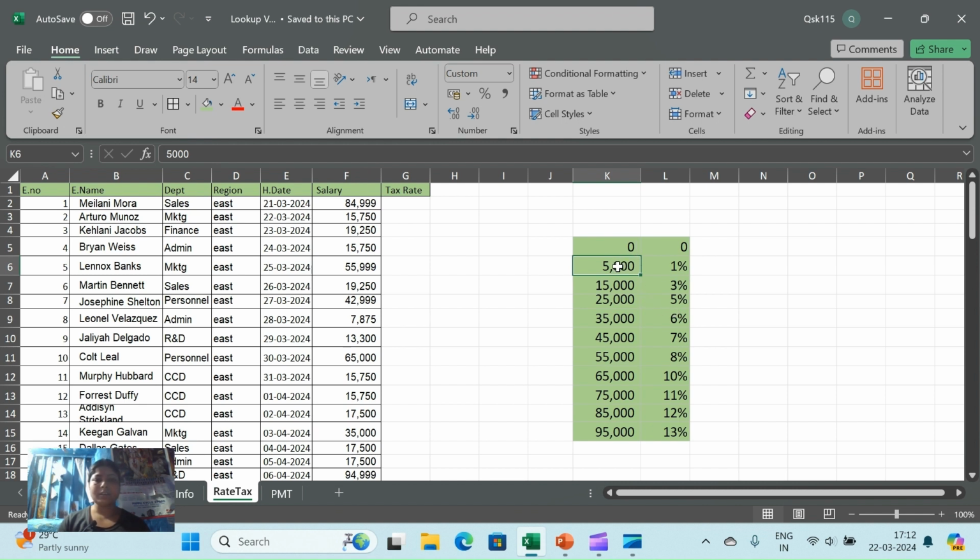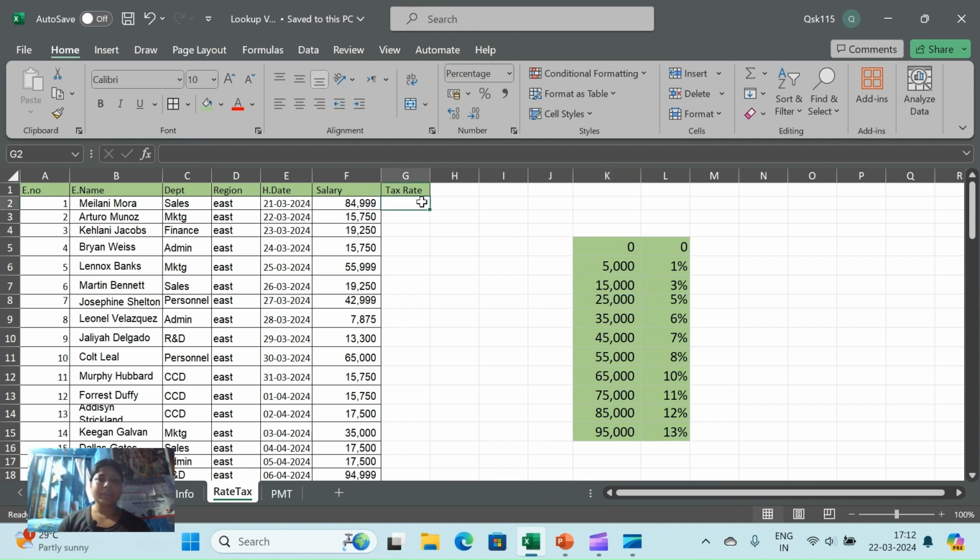which is, if someone's salary is 5,000, they need to pay 1%. Someone whose salary is between 5k to 15k, they need to pay 1%. And if the salary is more than 15k, starting from exactly 15k and between 25k, they need to pay 3%. Okay, so according to this, here are some salaries, and as per the tax rate.